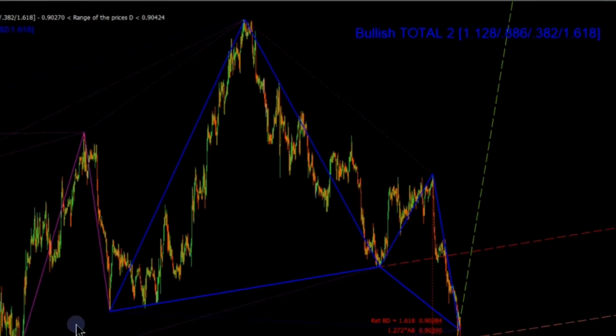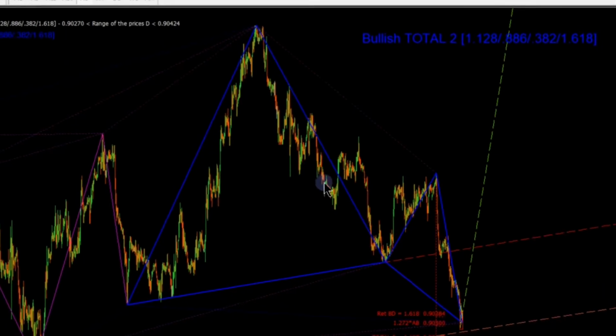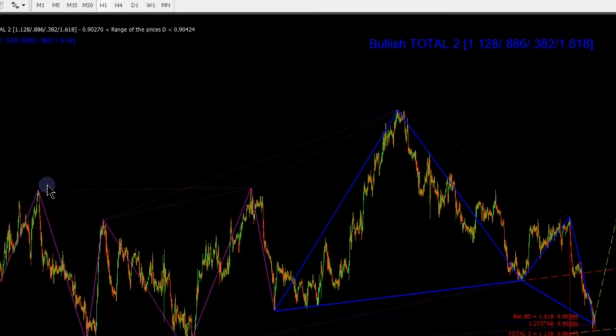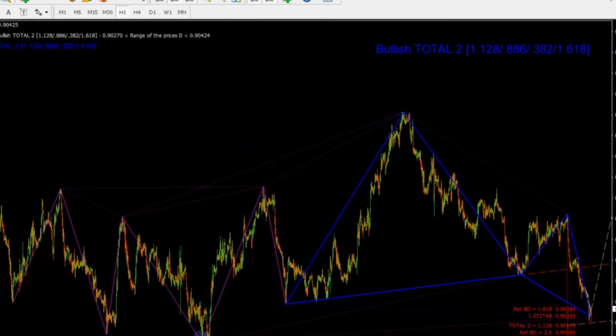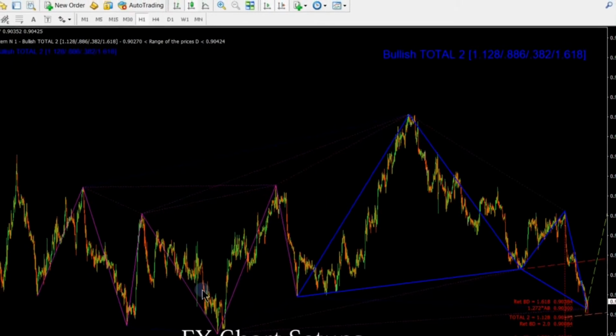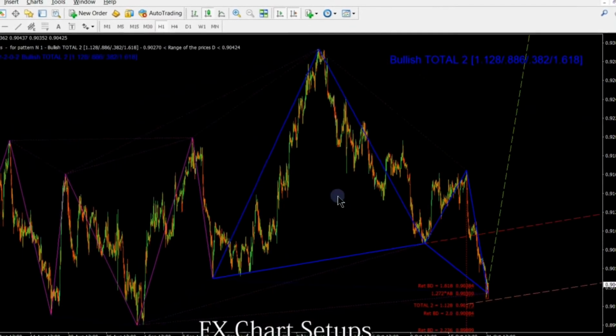This version is just as accurate. What this does is look for those impulsive and corrective legs, and once it finds these legs on its own behind the scenes, it's placing Fibonacci retracements and extensions on each of these legs, and what it's doing is looking for harmonic patterns.